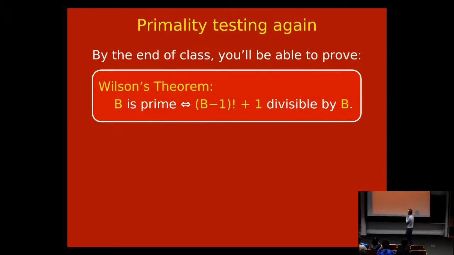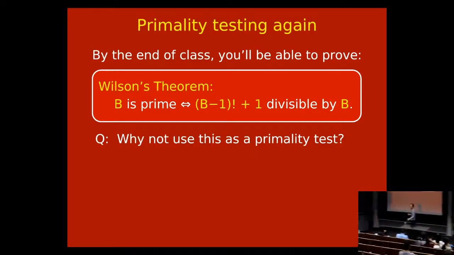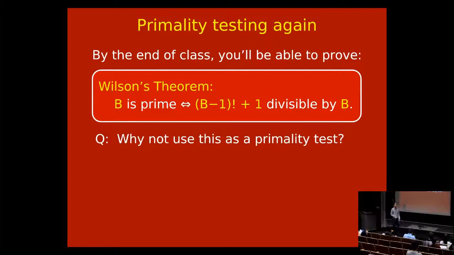OK, let's mention primality testing one more time. By the end of this class, you'll be able to prove a simple theorem that is called Wilson's theorem. You don't have to know this theorem. I'm just using it to make a point. It gives a characterization of primality. b is prime if (b minus 1) factorial plus 1 is divisible by b. So now if you happen to know this theorem, it's not too hard to prove. You might say, why don't I just use this as a primality test? I've been given a number b. I can just compute (b minus 1) factorial, add 1, take mod b, and check if that's 0. And this theorem correctly tells me if it's a prime or not.